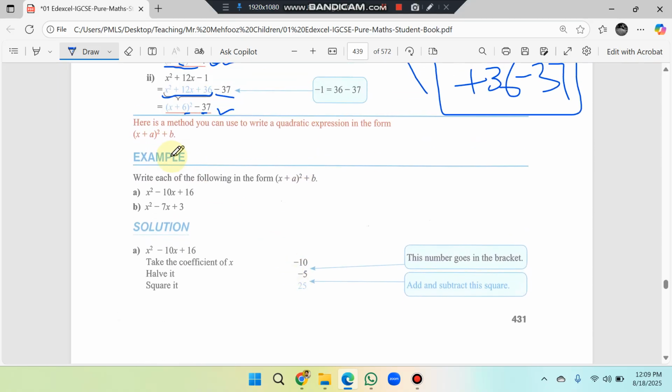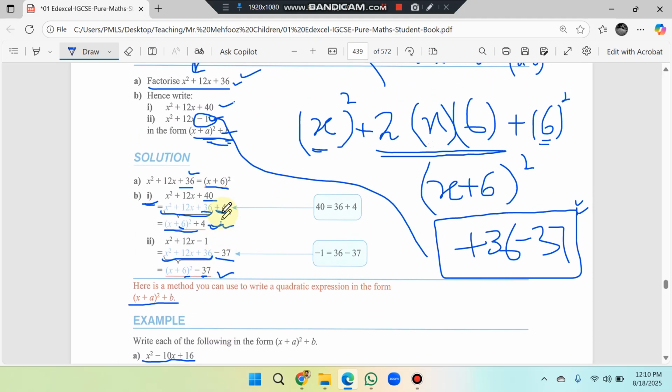Again, you can see that this is a method you can use to write a quadratic expression in the form of x plus a whole square plus b. So here is another example. Write each of the following in the form of x plus a whole square plus b. So this is your expression, x square minus 10x plus 16.